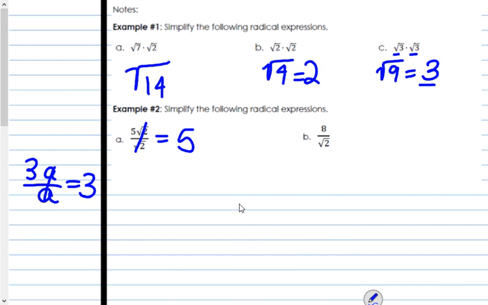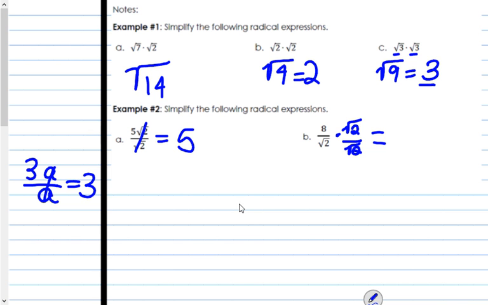What you have to do is you have to get rid of that radical. So you have to multiply it by the square root of 2 over the square root of 2. Now, the square root of 2 over the square root of 2 is the same thing as the number 1. Anything over itself is the number 1. 1 million divided by 1 million is 1. 5 divided by 5 is 1. So this doesn't look like the number 1, but the square root of 2 divided by the square root of 2 is the number 1. So now I'm going to actually work through this problem.